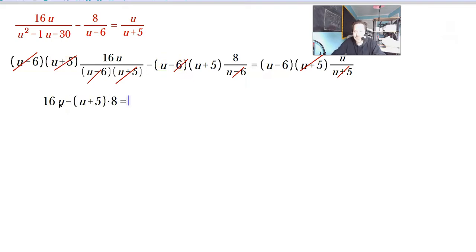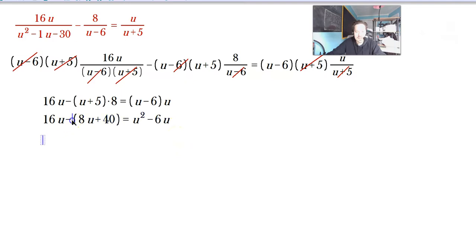And on the right side, you have u minus 6 times u left over. So now you have to distribute this 8 and distribute this u. Let's do that. 16u minus, and distribute the 8, so it becomes 8u. And then 5 times 8 becomes 40 in this position. And on the right side, you have this u times the u, so that's u squared. And then you have the 6 times the u, so that becomes negative 6u.